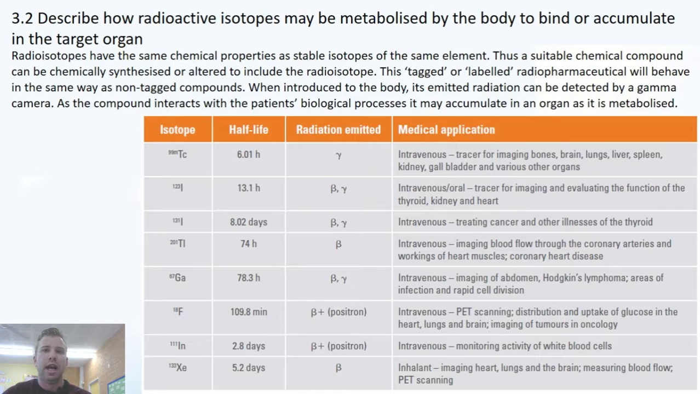So how are the radioactive isotopes used for diagnosis? Well, we use several different types of isotopes. You can see technetium-99, iodine in the table there, and fluorine-18, and so on. We have different radioisotopes for different medical applications. Looking at the table just down there, you can see there are a few examples, and it also gives us the half-life, the radiation emitted and its application.